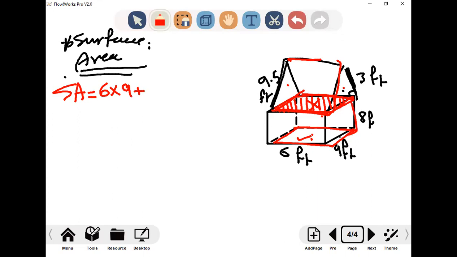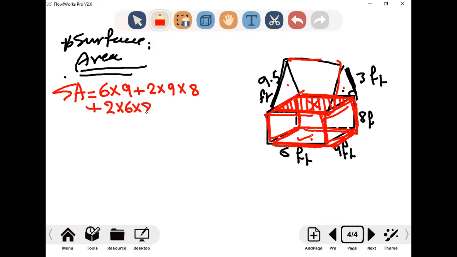Now, the one to the right and the one to the left have the same length and the same width, right? Here I will write 2 multiply 9 by 8. Plus the one in the front and the one on the back, they have the same 6 and the same 8, so I will say 2 multiply 6 multiply 8. One part has no 2. What is it? The lower and the upper one. I exclude the upper one. This is very important.